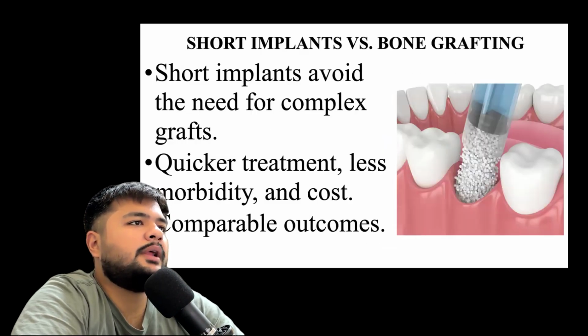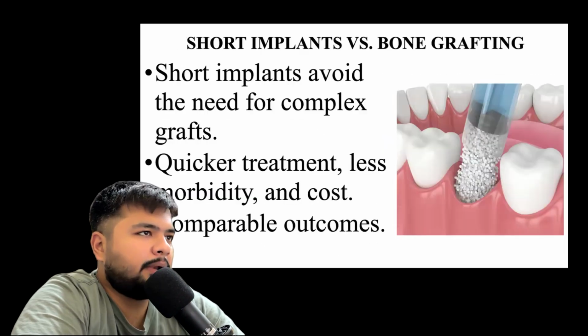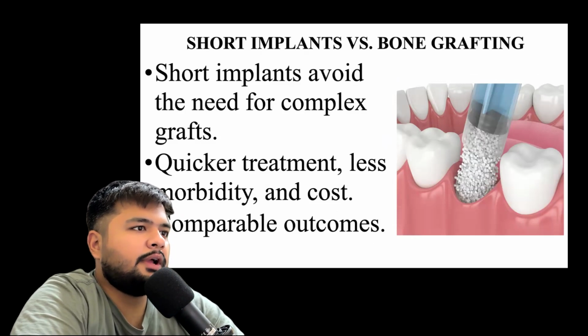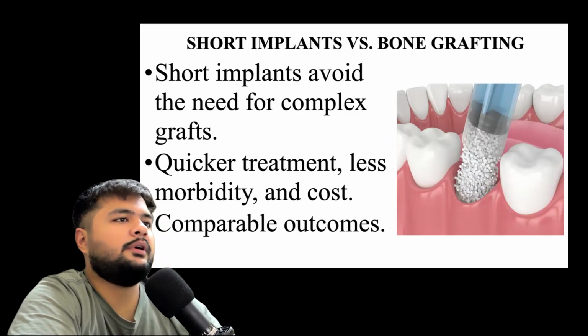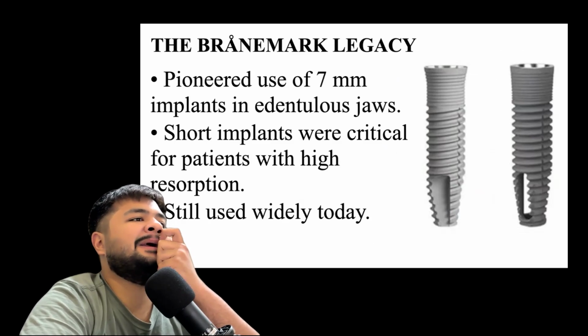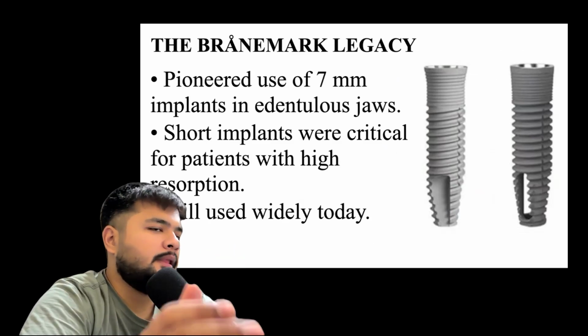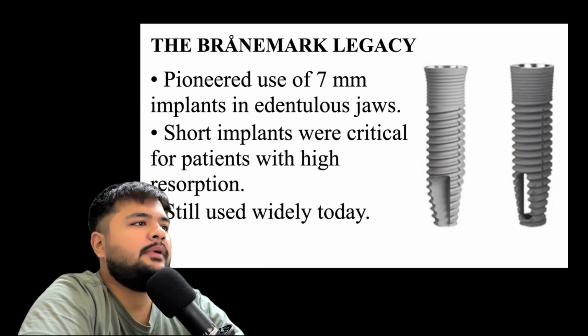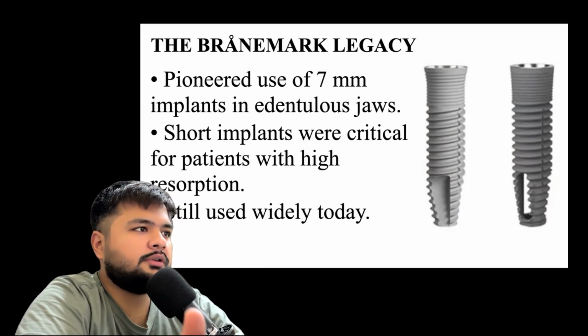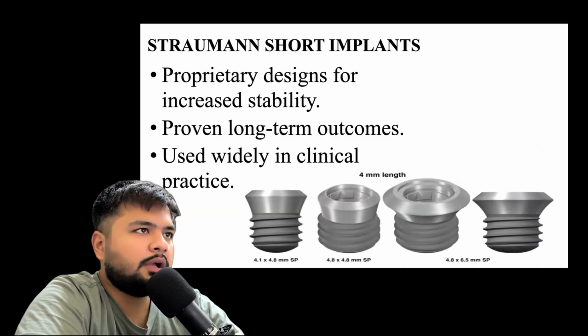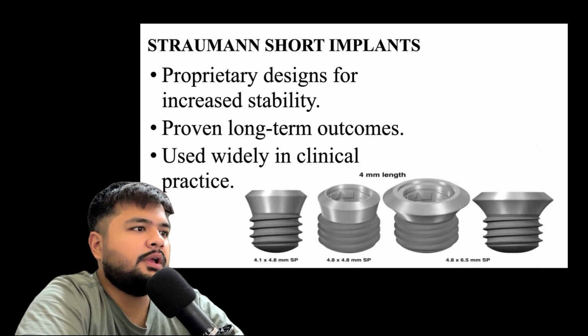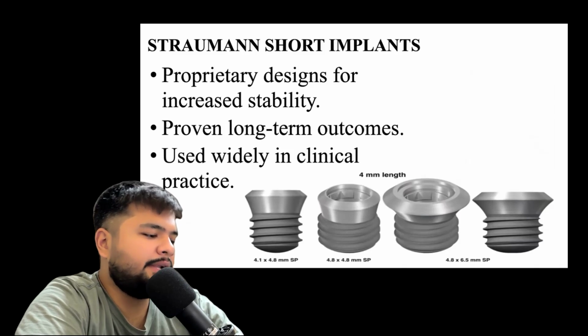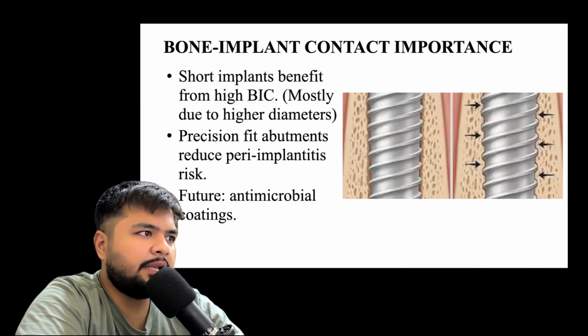Then coming to short implants versus bone grafting, short implants avoid the need for complex grafts, with quicker treatment, less morbidity and cost, and comparable outcomes. And the Brånemark legacy: these were the Brånemark implants of 7 mm, which were used in edentulous jaws. So short implants are critical for patients with high resorption. So coming to the Straumann short implants, these were the implants 4.1 into 4.8 mm and 4.8 into 6.5 mm, which had proprietary designs for increased stability, proven long-term outcomes, and were used widely in clinical practice.